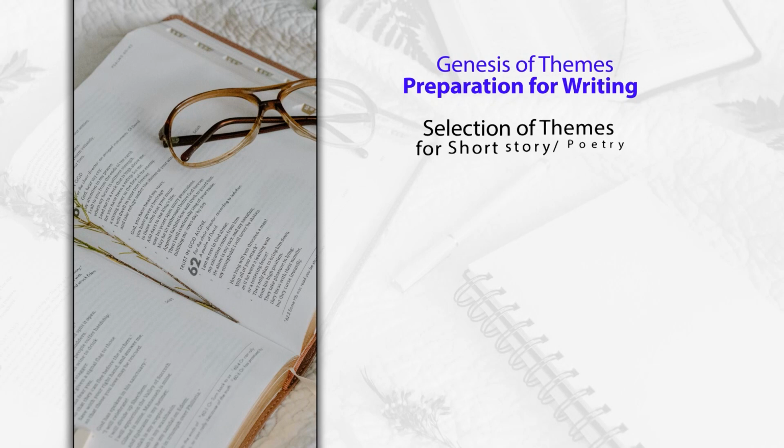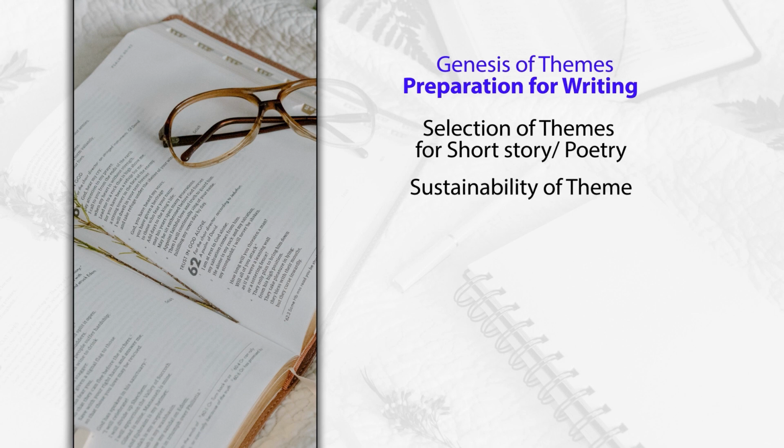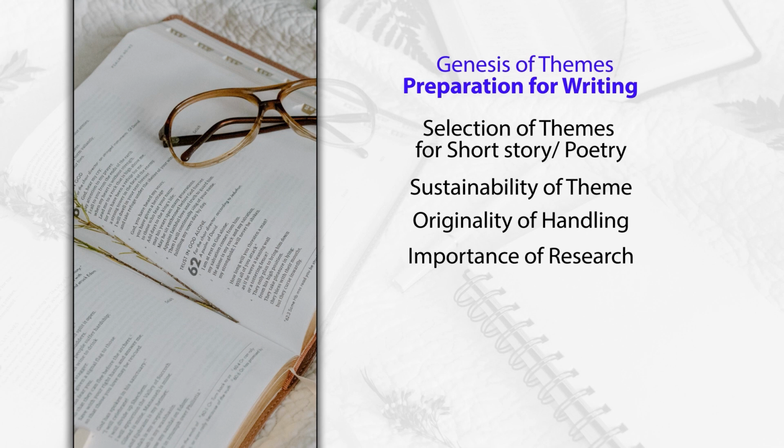How do we select a theme for a short story or a poem or any creative piece? Two factors are important: sustainability of theme and the originality of handling. So these are things that you need to keep in mind. You also need to consider the importance of research and the importance of maintaining authenticity. If it's all research but you aren't able to create a personal connect, if you don't feel for the character or the issue or the location, if you aren't able to recreate that authentically, then it won't be an interesting piece of writing.